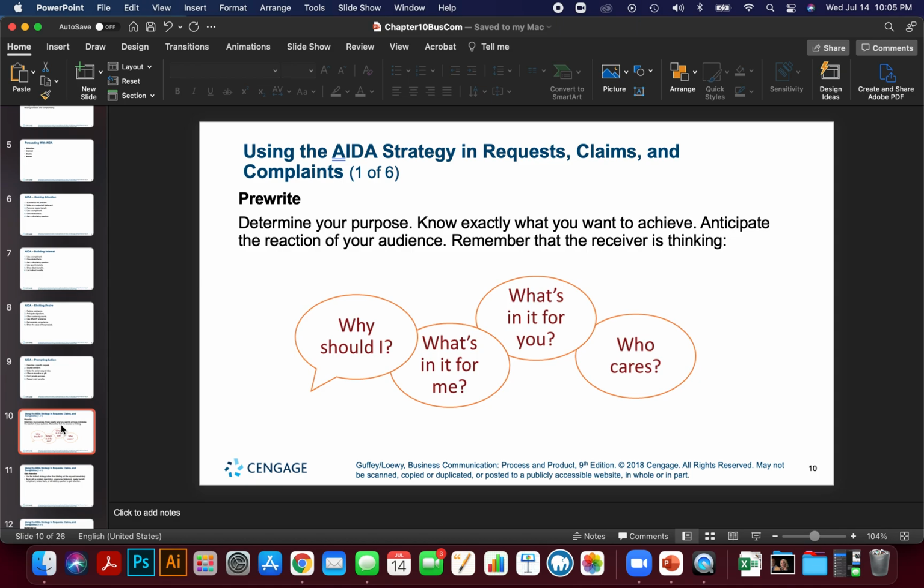So using the AIDA strategy and request claims and compliments, we're going to first pre-write and determine our purpose. We're going to know exactly what we need to achieve. We're going to anticipate the reaction of our audience. And remember, the receiver is thinking, what's in it for me? Why should I? What's in it for you as the person trying to persuade me? And frankly, who cares? We're going to remember this is what they're going to be thinking when we talk to them.